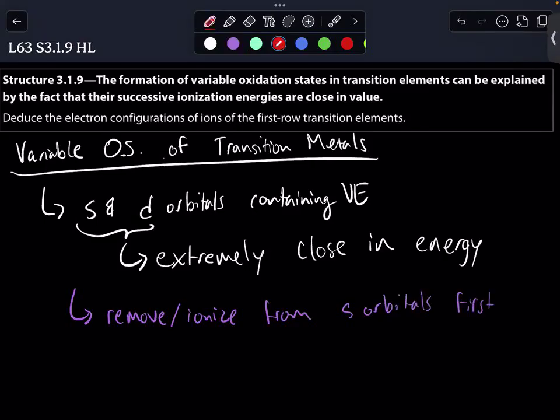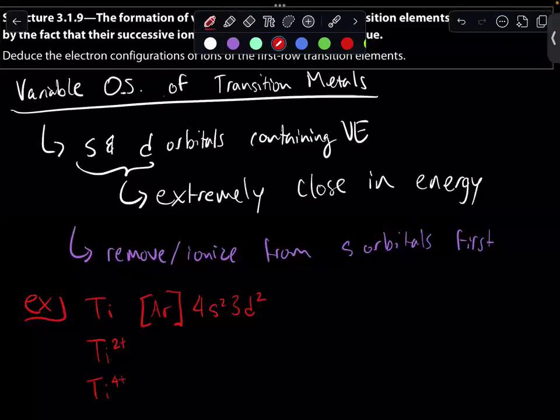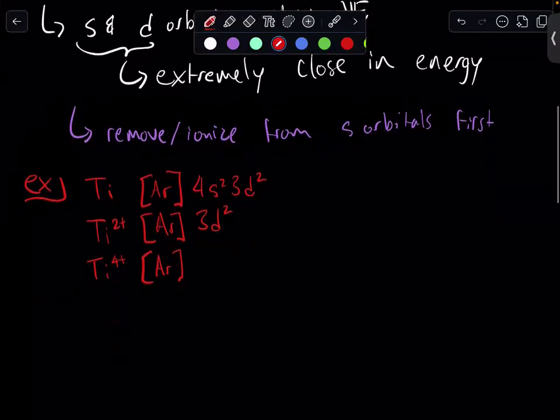So just a little review. If we look at, say, titanium, titanium has the electron configuration, I'm going to do our shortened one, argon 4s2 3d2. But titanium can also become titanium 2 plus and titanium 4 plus. And when it becomes 2 plus, it's going to lose those s electrons first, so it's just going to be argon 3d2, and 4 plus is just going to have the same configuration as argon. So we lose the s first, then the d, again because of that closeness in energy.